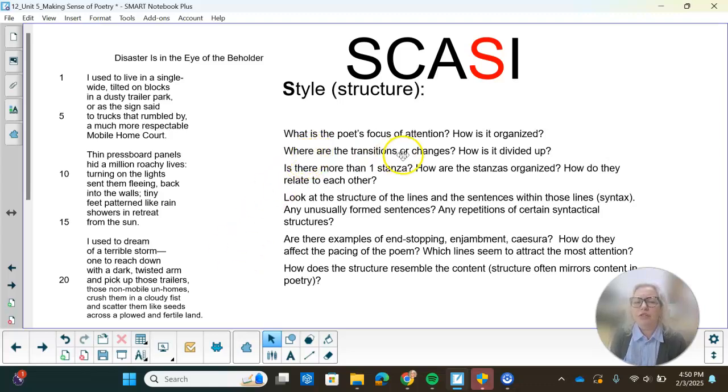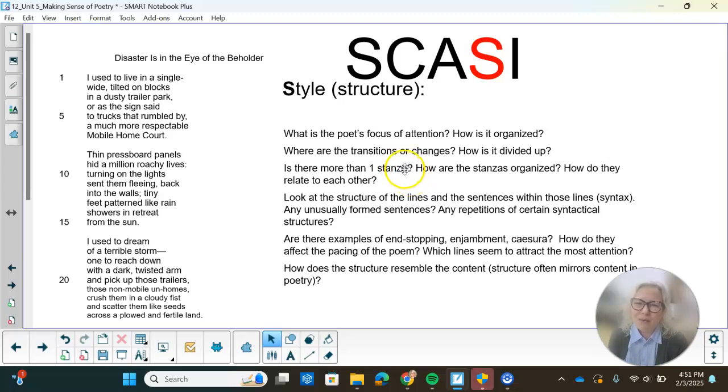Transitions or changes, how is it divided up? Well, we notice that there are 3 stanzas, and that in the first we have the general setting of the mobile home park. The second, we're on the interior of the mobile home. And the third, we have this dream of destroying the mobile home park. Is there more than one stanza? Yeah, there are 3 stanzas. How are the stanzas organized? Do they relate to each other?